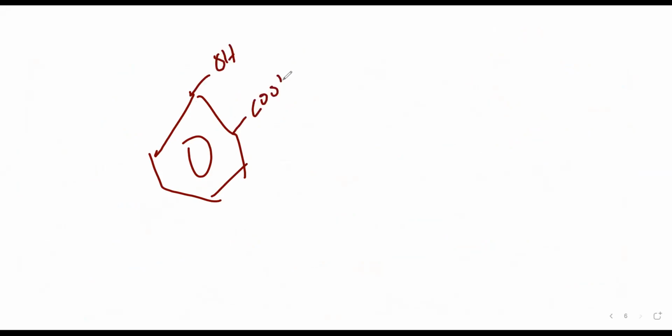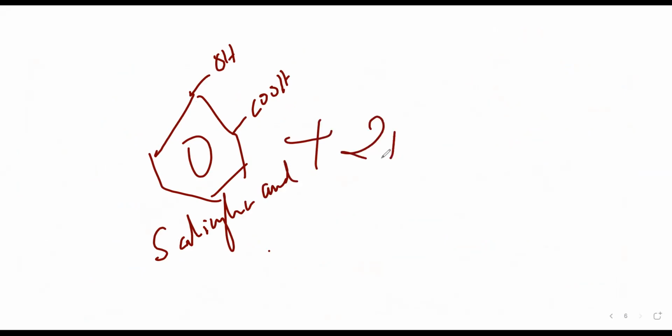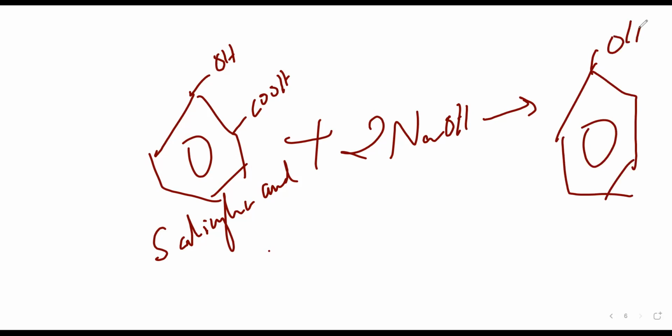Draw a benzene ring. Draw one OH here, then COOH. This is my salicylic acid. Plus my 2NaOH. Will give me what? My phenol. This is a textbook reaction, the preparation of phenol. That's it. So with this, I'll come down and I'll help you out. So thank you then. Thank you all.